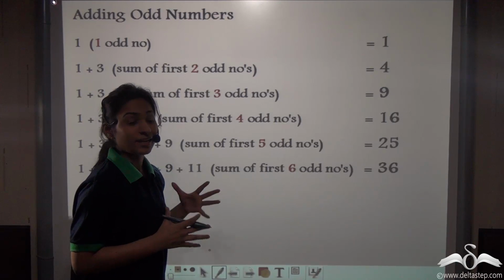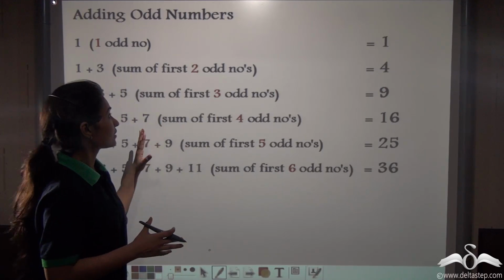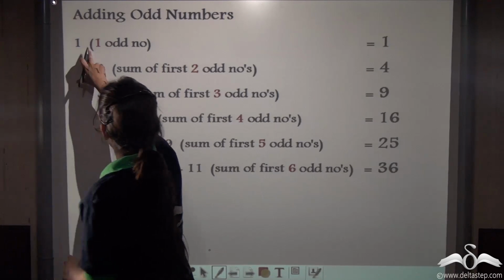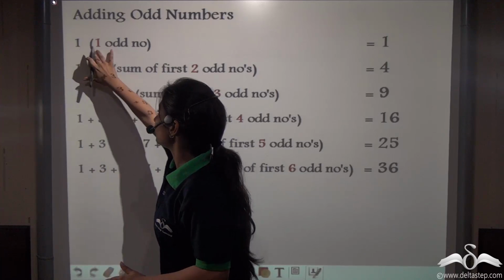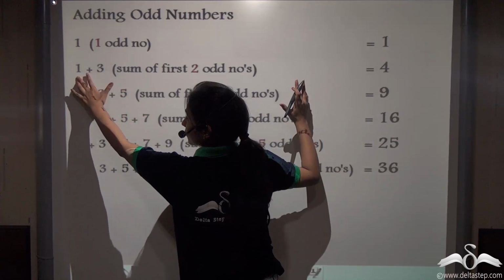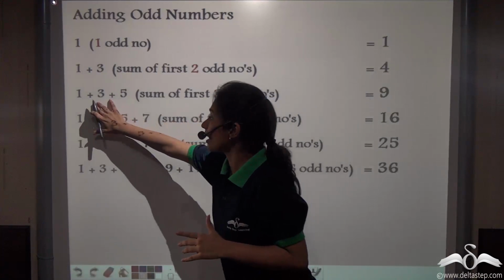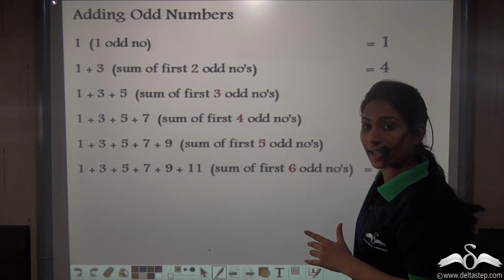Today we'll see an interesting fact about square numbers. Let's start adding the odd numbers. Say the first odd number is written like this, 1. The second odd number, when added with the first one, 1 plus 3, gives us 4. Similarly, 1 plus 3 plus 5, adding 3 consecutive odd numbers, gives us 9.